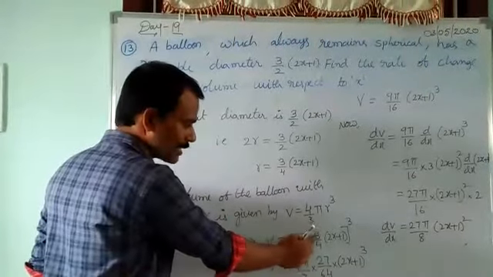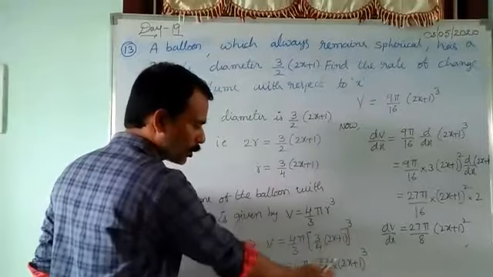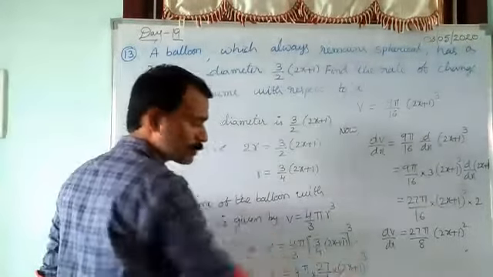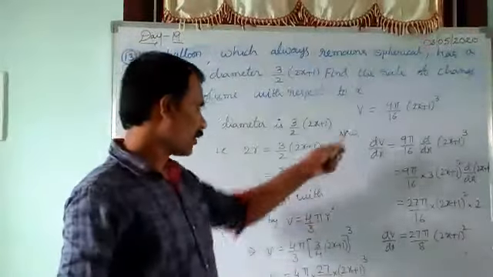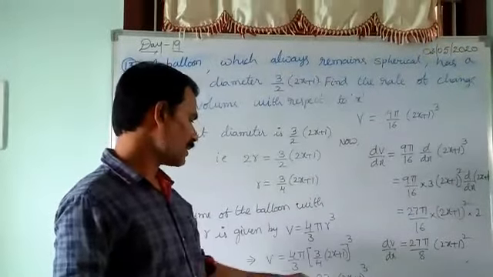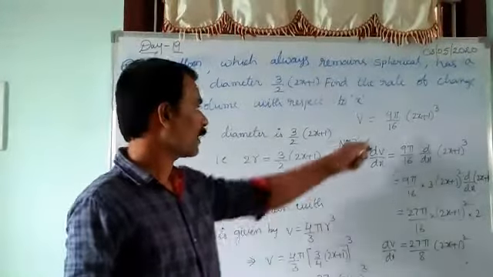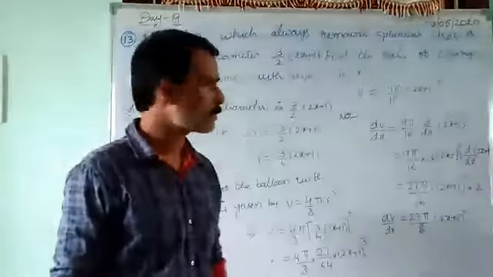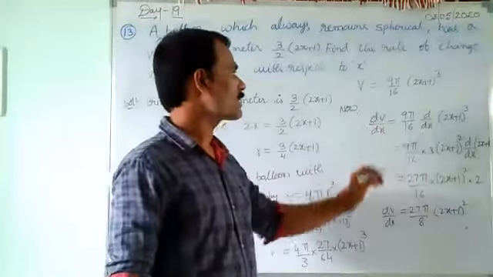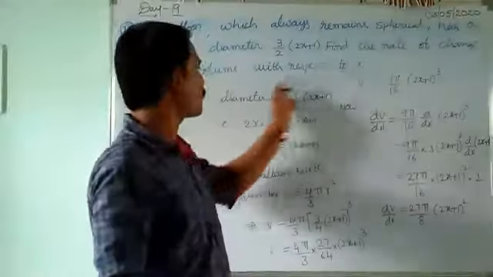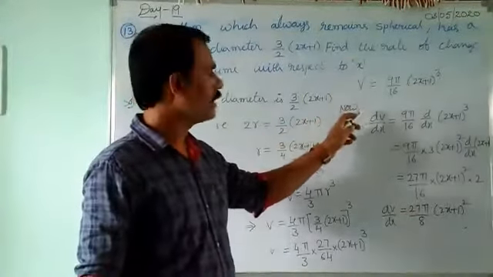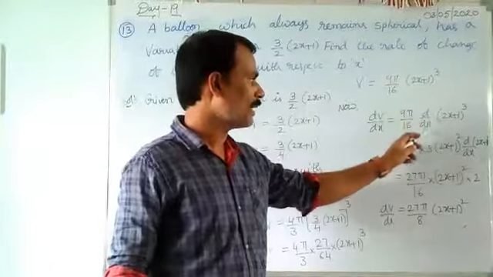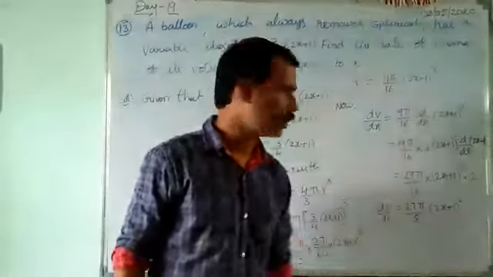So r means 3 by 4 into (2x plus 1), whole cube. That is 3 cube means 27, 4 cube means 64, into (2x plus 1) whole cube. By simplifying this, 3 ones are 3, 3 nines are 27, 4 ones are 4, 4 16s are 64. Finally, 9 pi by 16 into (2x plus 1) whole cube. dV by dx is equal to, since he is asking with respect to x, 9 pi by 16 into d by dx of (2x plus 1) whole cube.